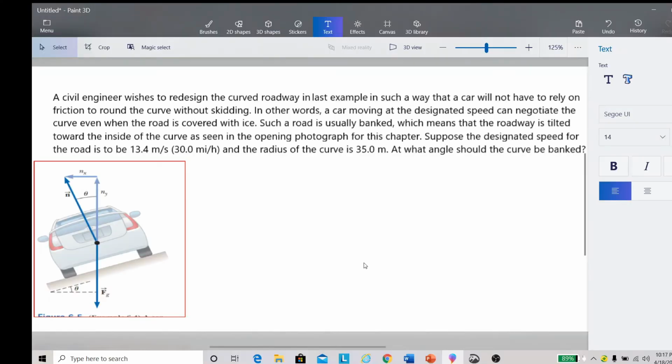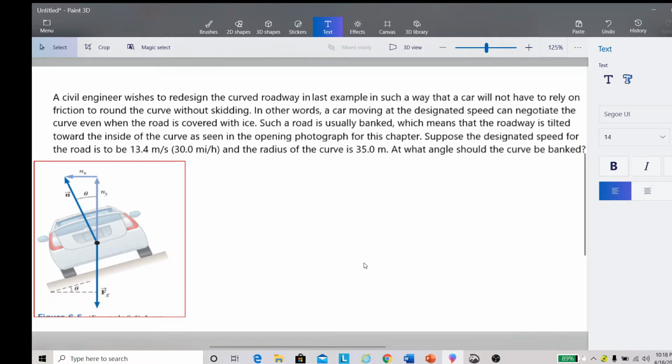Okay, we have another problem. A civil engineer wishes to redesign the curb roadway in the last example in such a way that the car will not have to rely on friction to round the curb without skidding. In other words, a car moving at a designated speed can negotiate the curb even when the road is frictionless or covered with ice. Such a road is usually banked, which means that the roadway is tilted toward the inside of the curb as seen in the photograph.